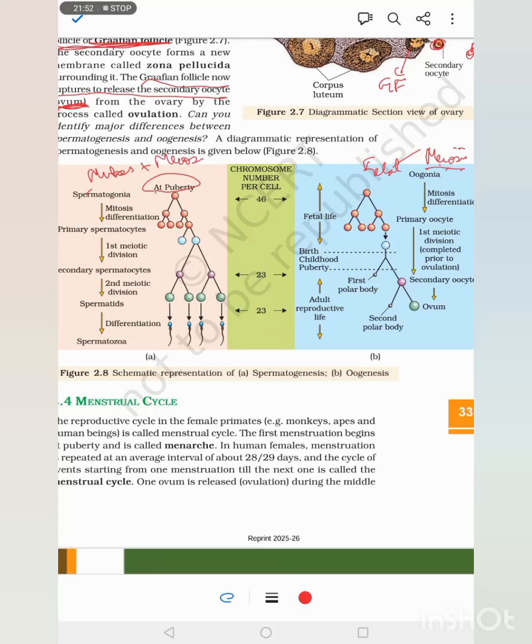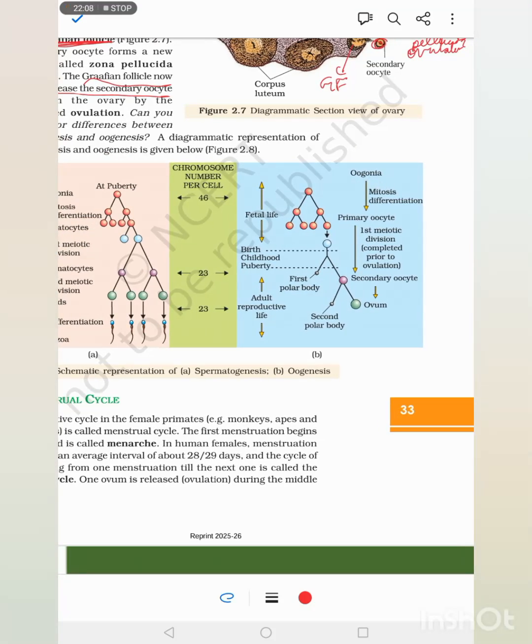In the male, first mitosis and differentiation form many cells. Some of them develop into primary spermatocytes. Then the first meiotic division makes them haploid, and then the second, you have learned all this. On the female side, oogonia undergo mitosis, all this in female fetal life. They become primary oocytes, arrested in prophase 1. Then childhood, and by puberty the number of cells decreases to 60 to 80,000.